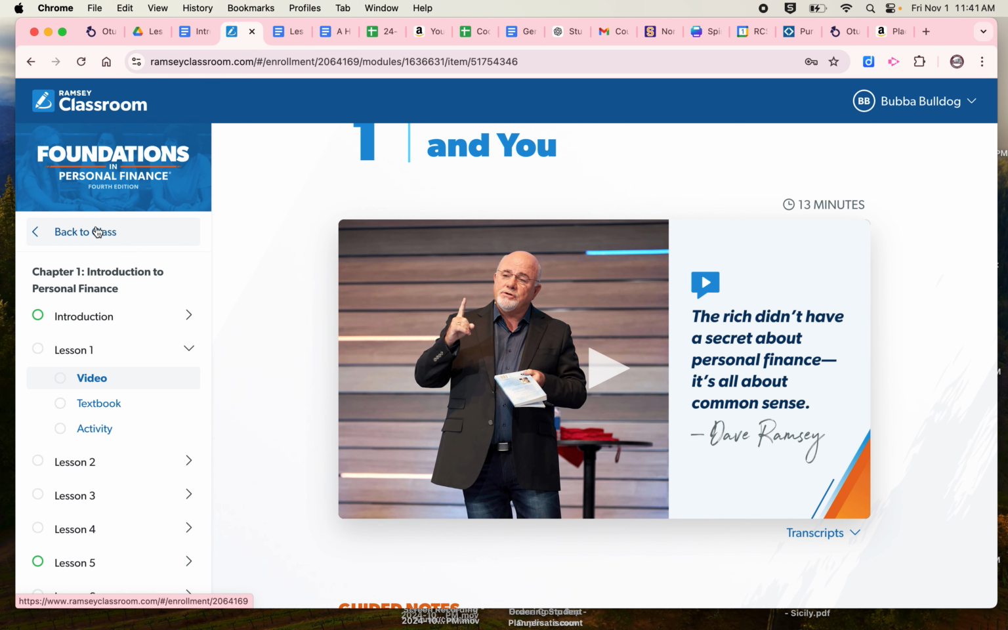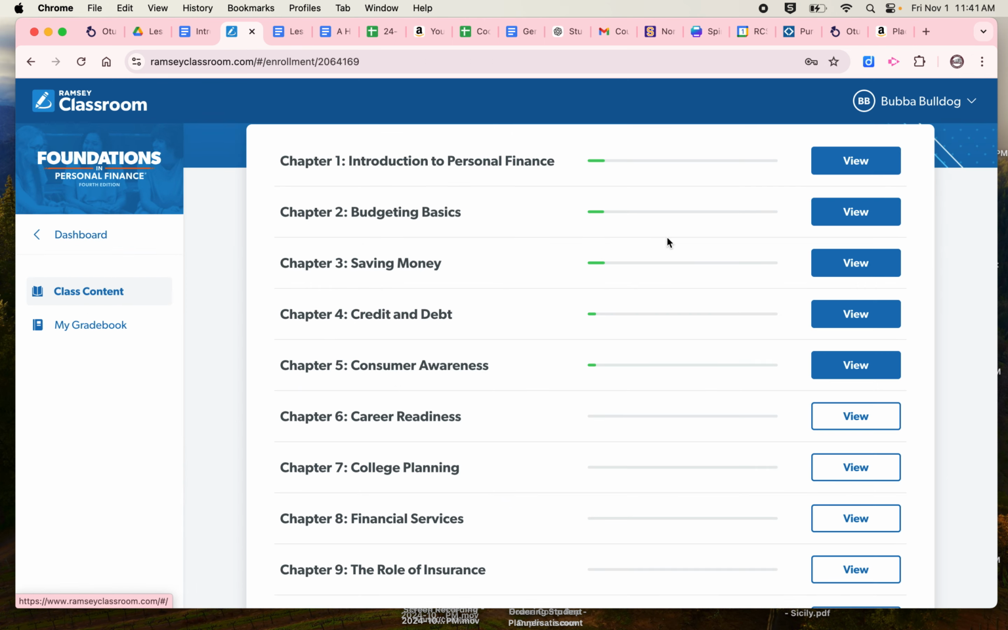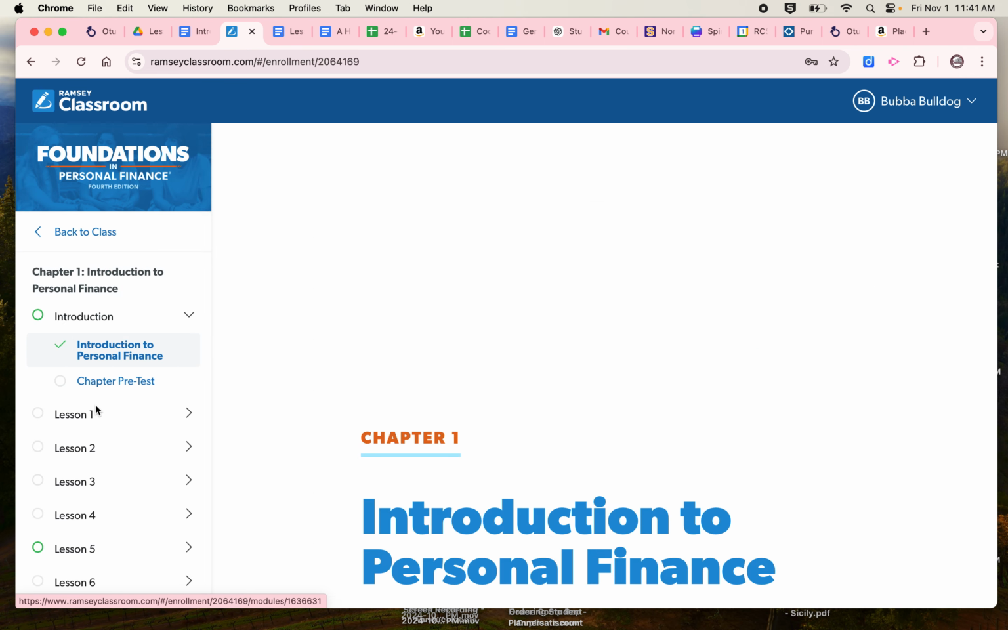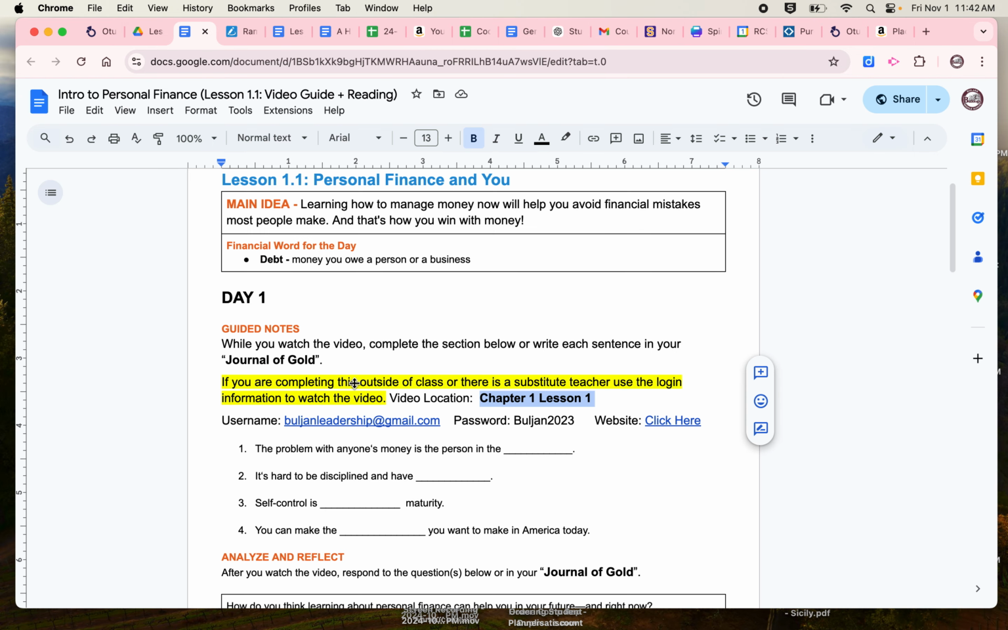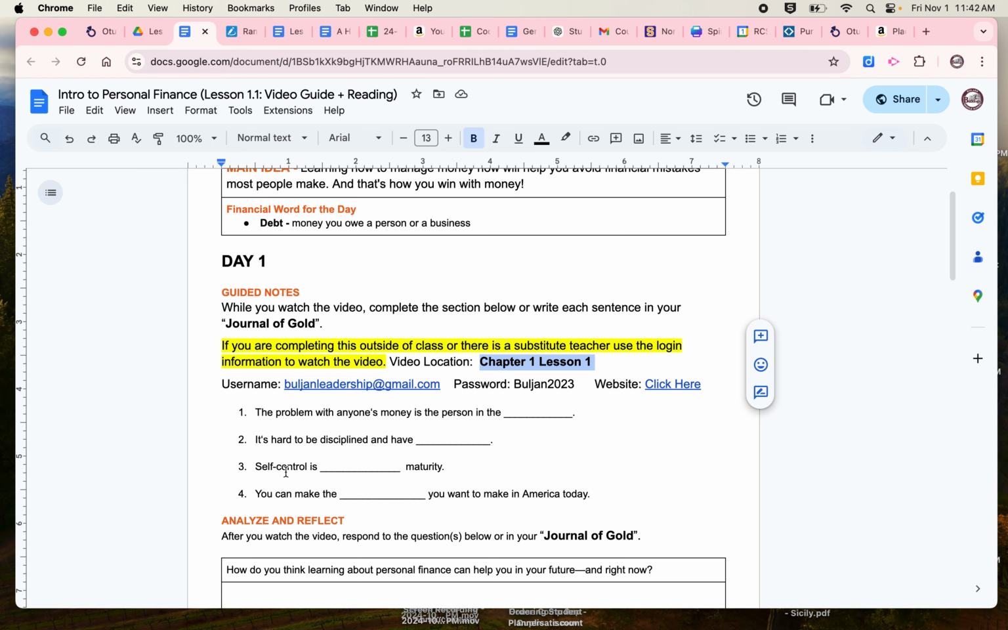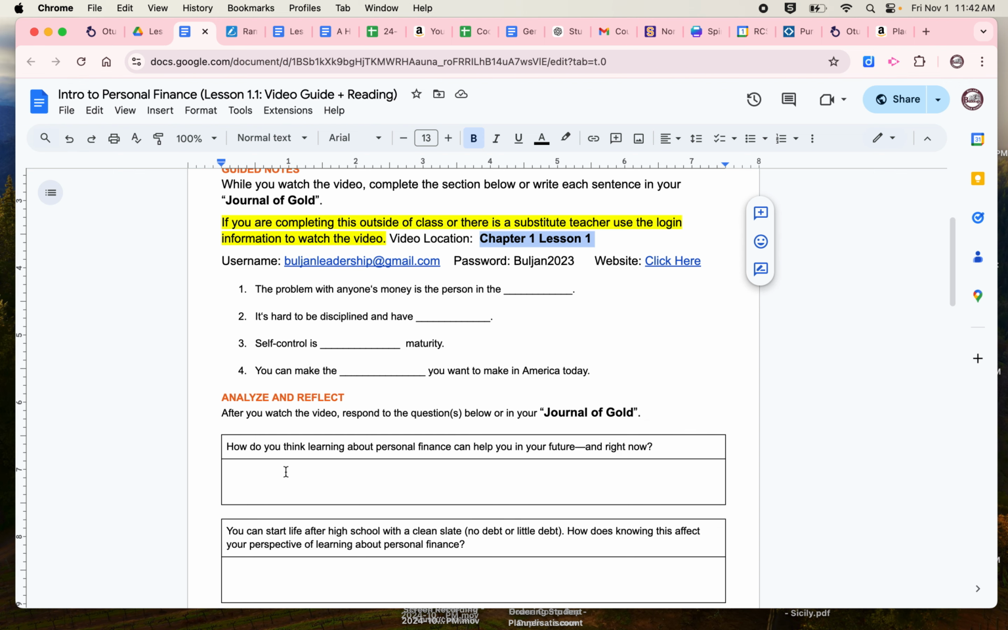Before this, there is a period 2 dashboard that you log into. So you'll click class content, and then you're going to click chapter 1, then you can go to lesson 1. In here, you'll see textbook activity. We're just going to click on the video. Complete the day 1 material, which we'll pull up here in a second. So you'll use that to guide you through this day 1.